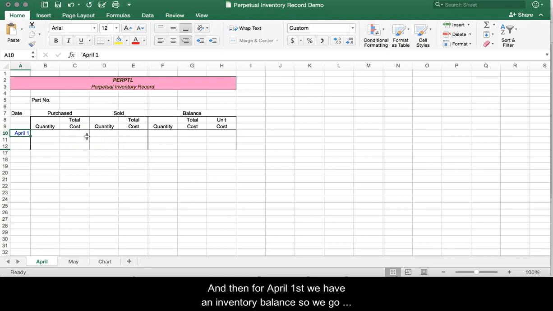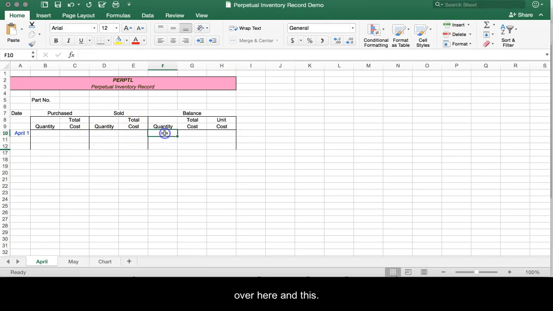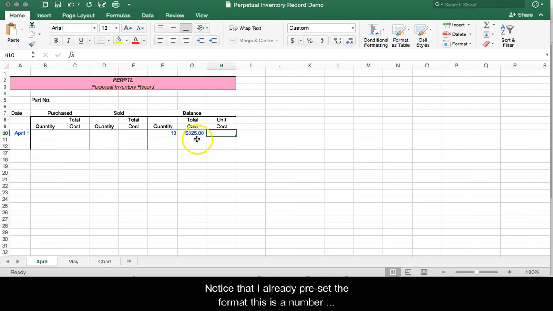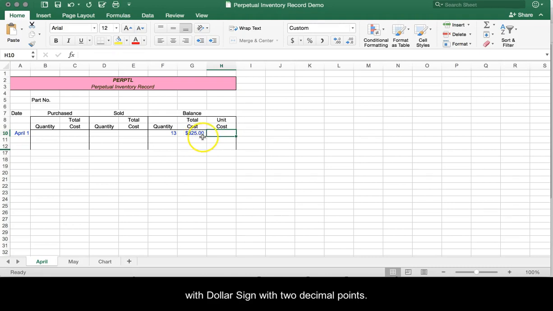And then for April 1st, we have an inventory balance. So we go over here in this column. And quantity on hand is 13. And the total cost is $325. And notice that I already preset the format. This is a number with $ sign with 2 decimal points.